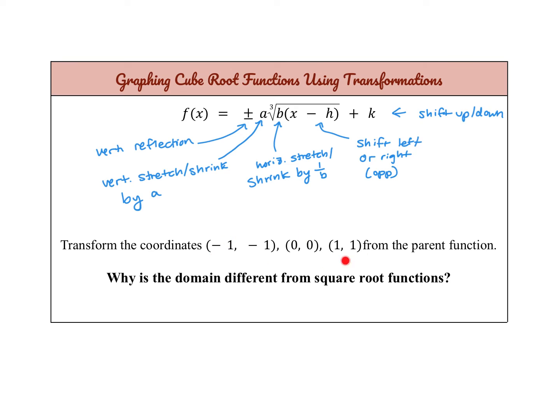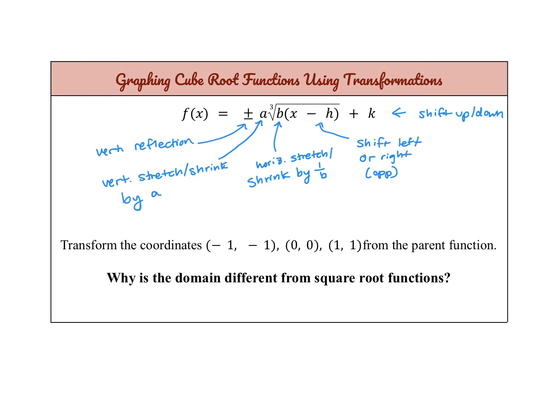So we're going to take 3 of our coordinates from our parent function, these 3, and we're going to transform them using our basic rules of transformations. But before we do that, I want to think about one question. So why is the domain of our cube root functions different from square root functions?